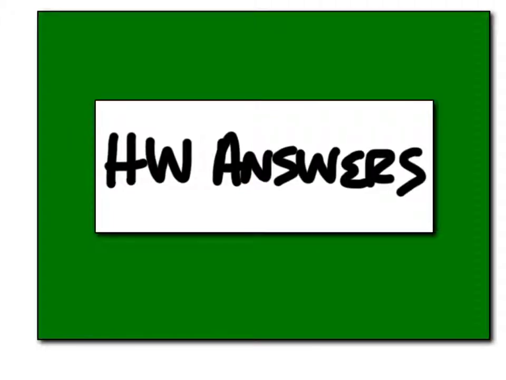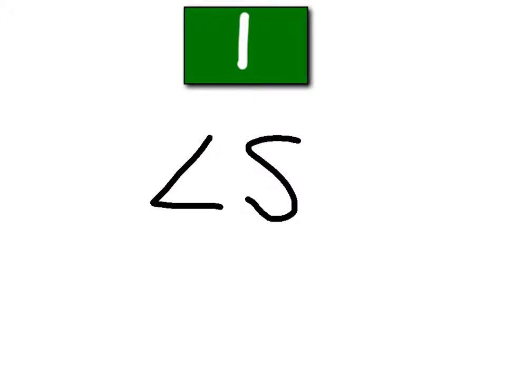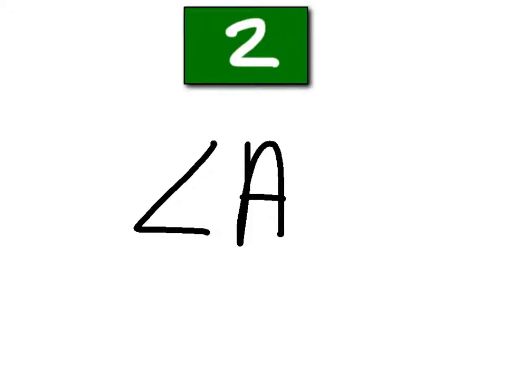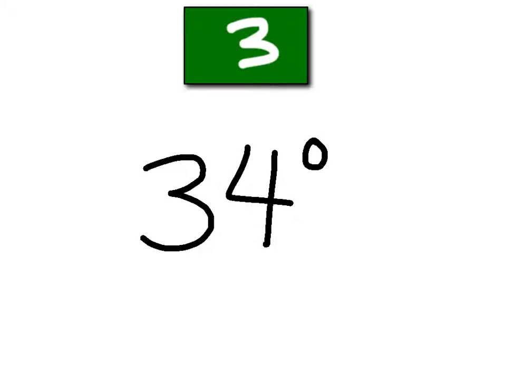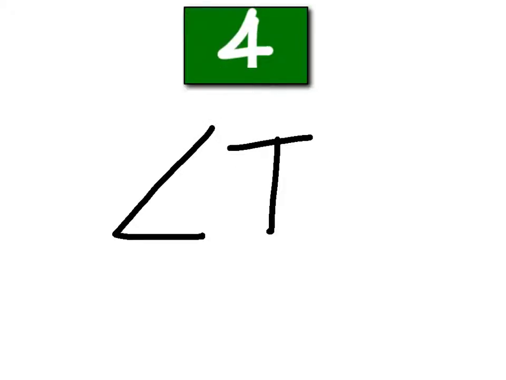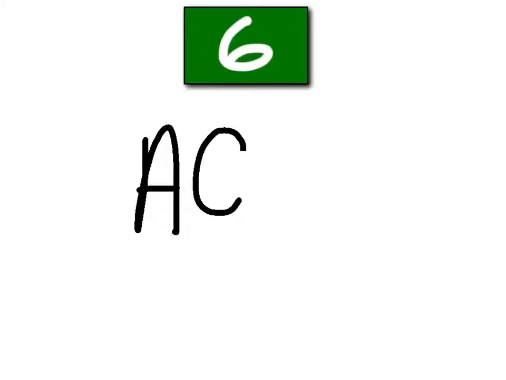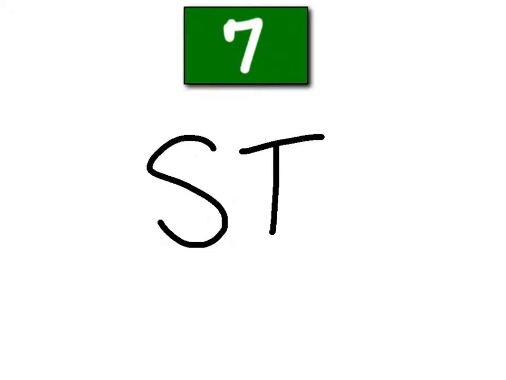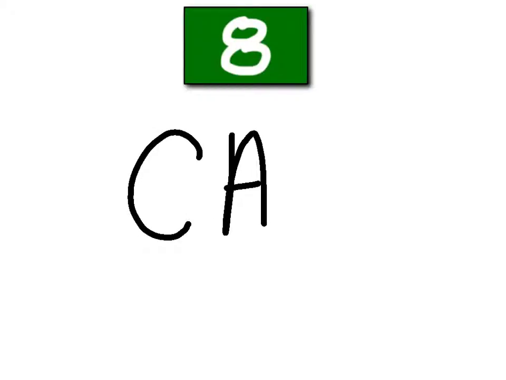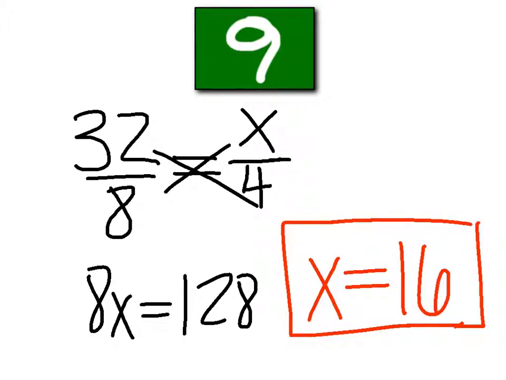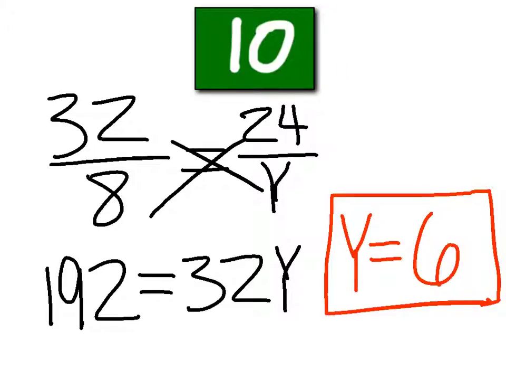Alright, go ahead and bring up 1 through... Oh, I left that going that whole entire time. Okay, answer to number 1 should be angle S. Number 2 should be angle A. And number 3 should be 34 degrees. Okay, number 4 is T. Number 5 is BC. And number 6 is AC. Okay, number 7 is ST. Number 8 is CA. Number 9 should be 16. And number 10 should be 6.